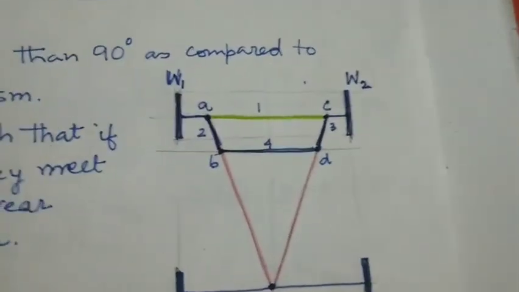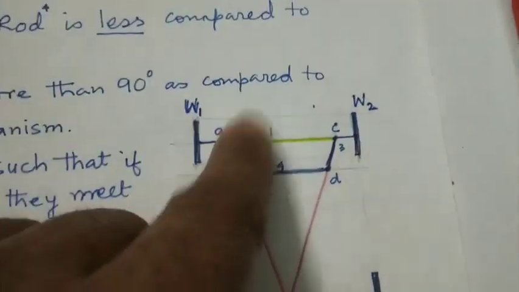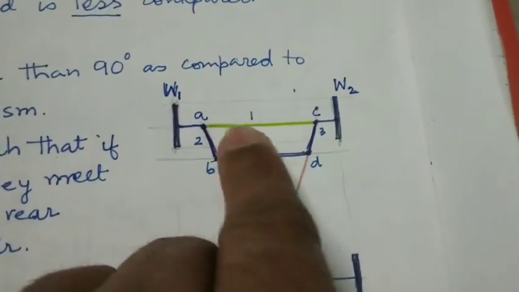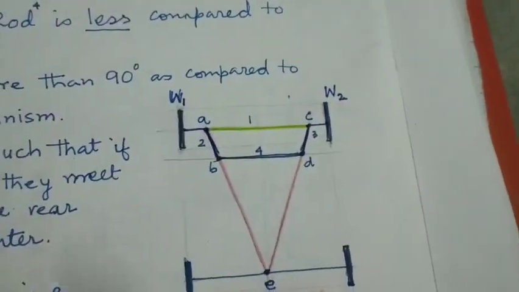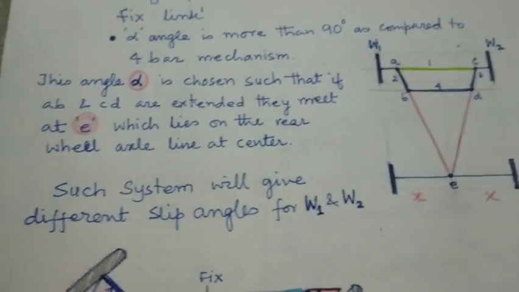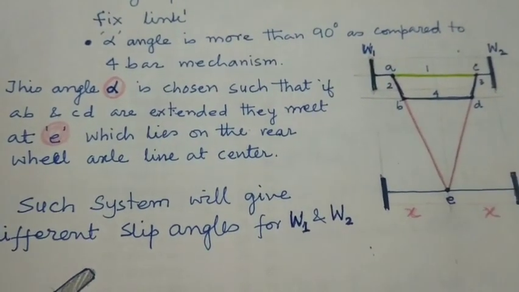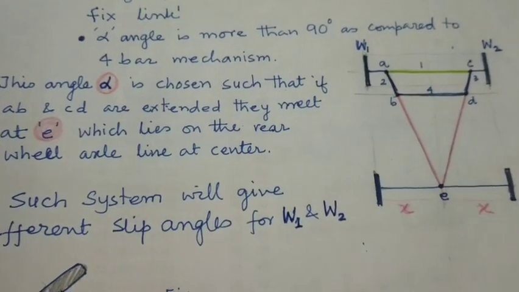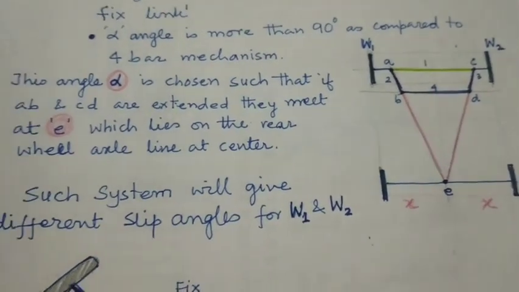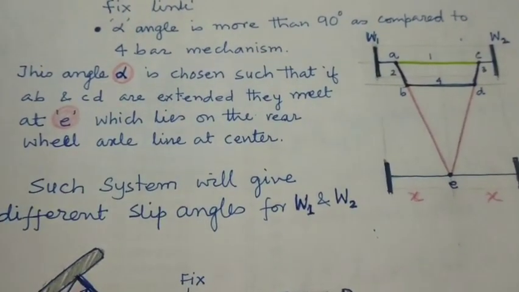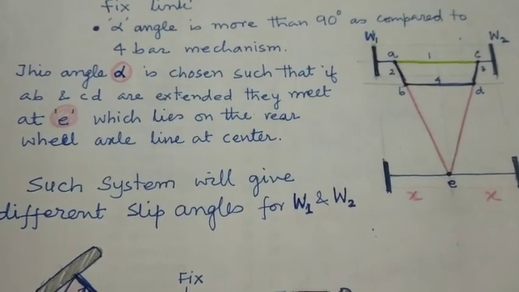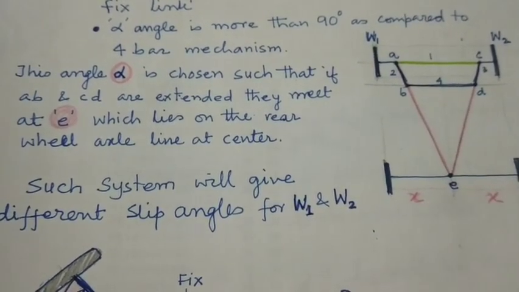So if this is the situation, the front wheels, which are W1 and W2, will have linkages known as the Ackermann principle. So what is the Ackermann principle? This angle alpha is chosen such that if AB and CD are extended, they meet at point E, which lies on the rear wheel axis line at the center.